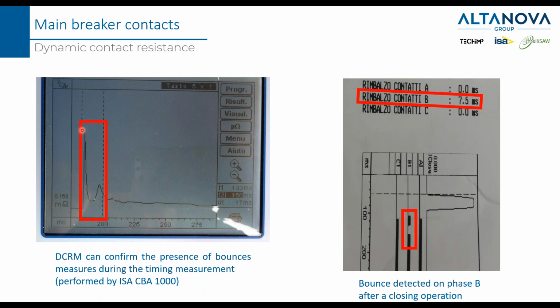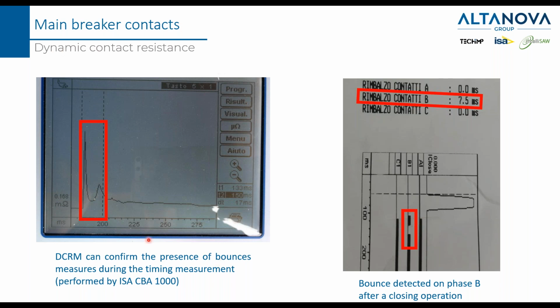This is, for example, the dynamic resistance when it was closing. So imagine that this comes from infinity going down, and then there is a rise of the resistance, and then back to a low value. So the dynamic resistance gave, in this case, the confirmation that the bounces were real.